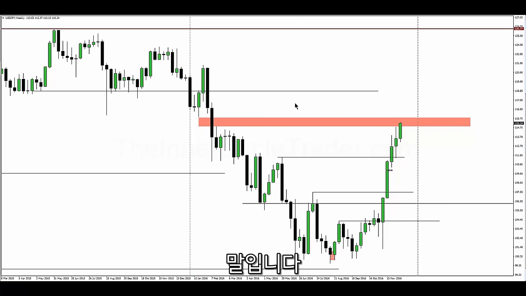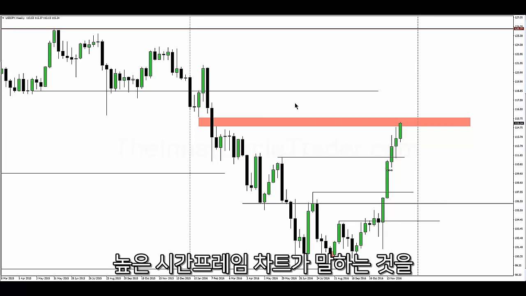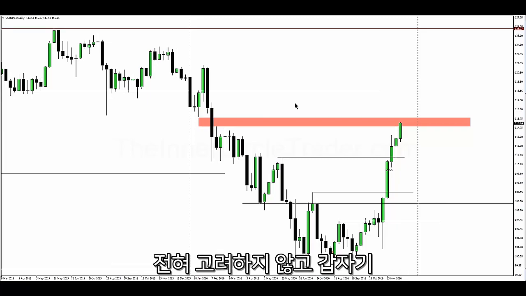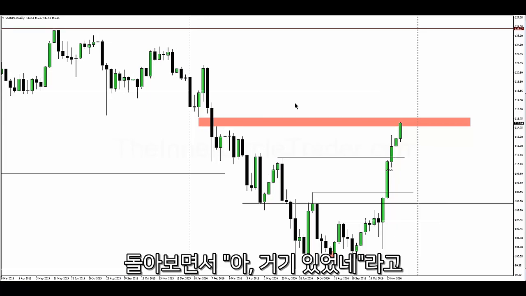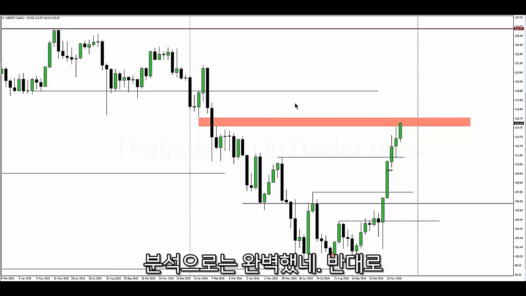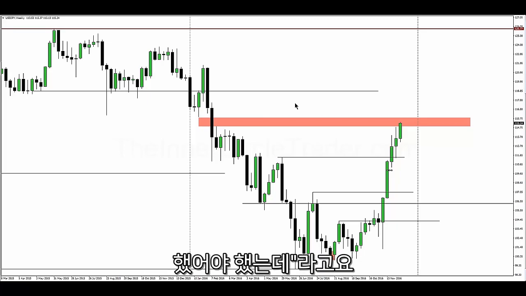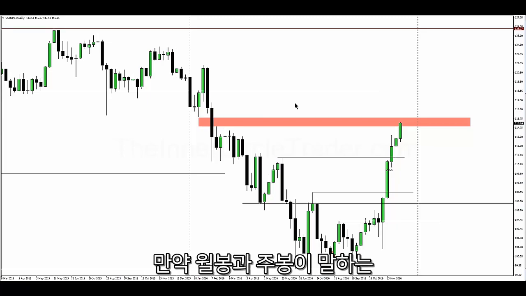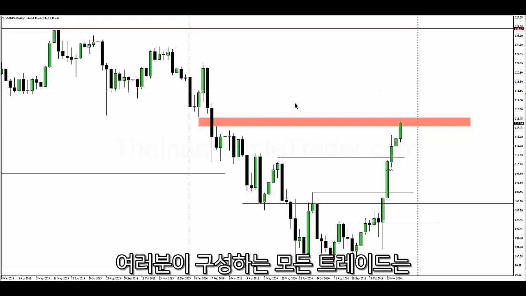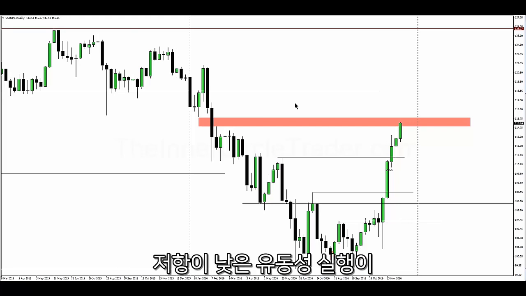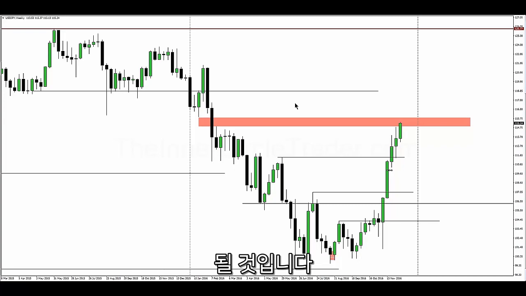You're looking at the chart and say, I'll buy it now, or I'll sell it now. And you didn't take any consideration into what the higher time frame charts are telling you. And all of a sudden it just rockets the other way. And then you look back a week later and say, oh, there it was, hindsight 2020, I should have done this, opposite. If you stay in the directional bias that the monthly and weekly tell you that you should be doing, every trade that you frame has a higher odds of being a low resistance liquidity run.